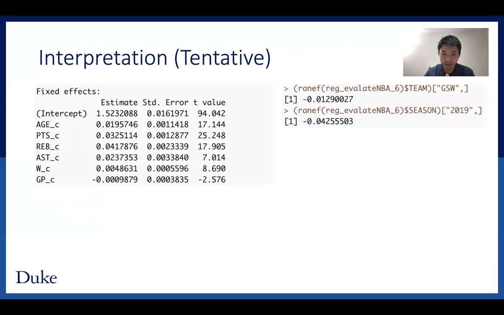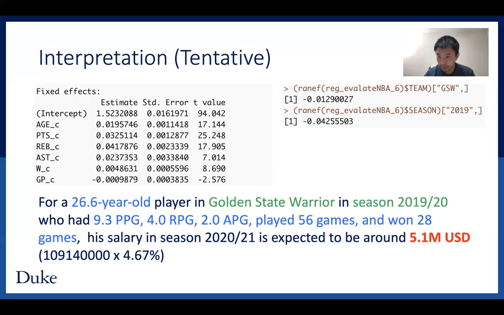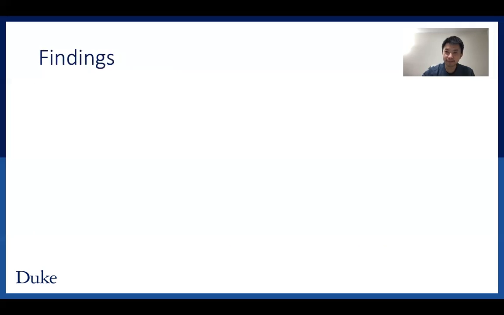And now we are going to make a tentative interpretation of this model. We'll consider the Golden State Warriors and the 2019 season as the random intercepts included in our interpretation. You will say that for a 26-year-old player on the Golden State Warriors, he had 9 points per game, 4 rebounds, 2 assists, played about 2/3 of the season, and won half of the games. He'll have a salary of $5.1 million in the next season.